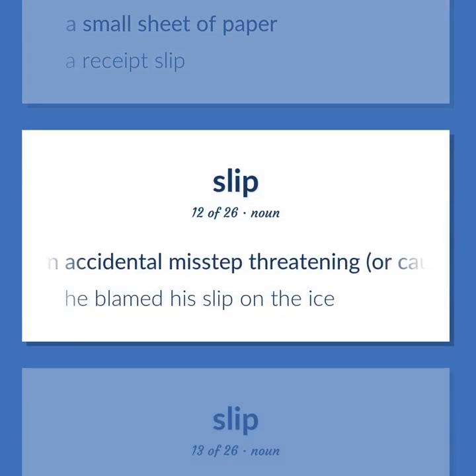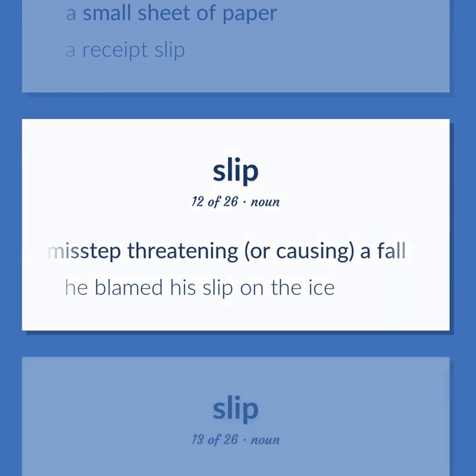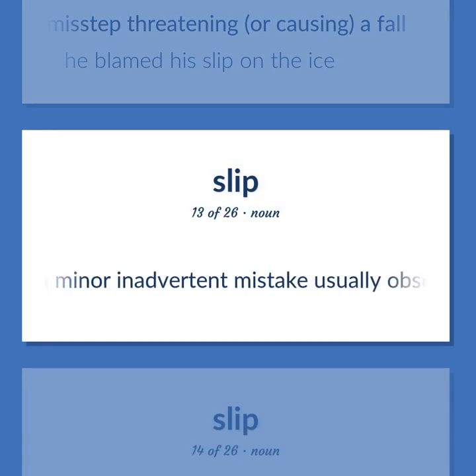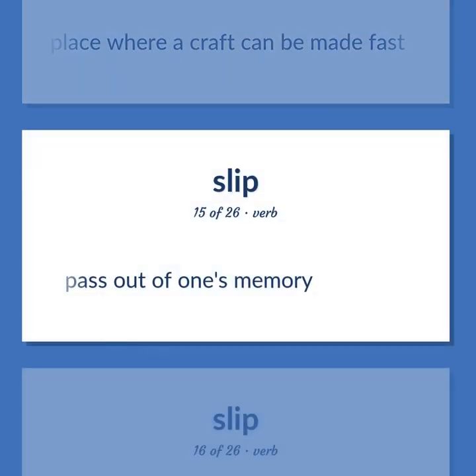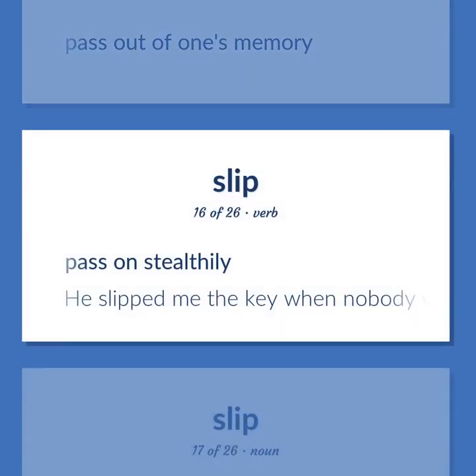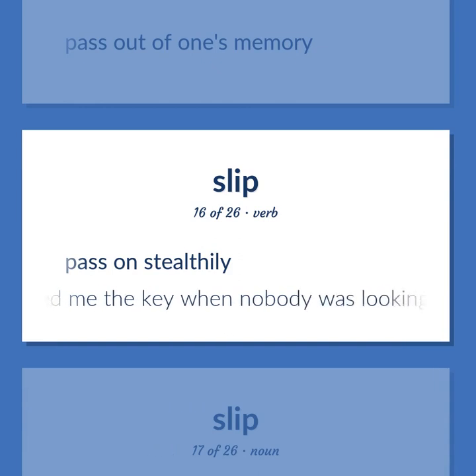An accidental misstep threatening, or causing, a fall. He blamed his slip on the ice. A minor inadvertent mistake usually observed in speech or writing or in small accidents or memory lapses, etc. A place where a craft can be made fast. Pass out of one's memory. Pass on stealthily. He slipped me the key when nobody was looking.